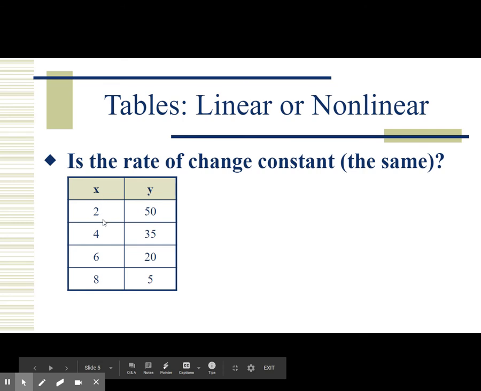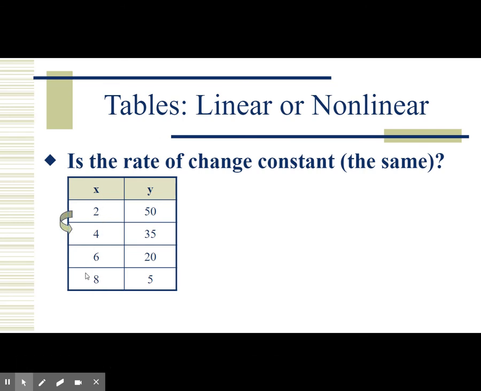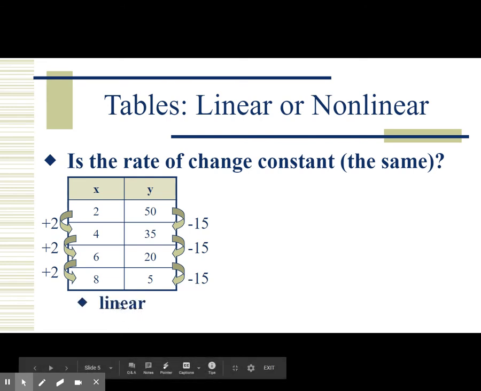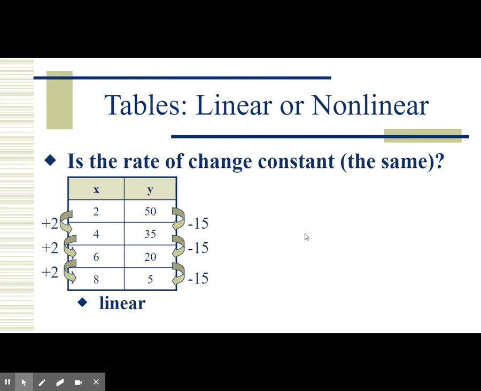So we look at our x values and we see what they are counting by. Our x's go up by 2, up by 2, up by 2. So that's going up by the same thing the whole way. Then we look at our y's: down 15, down 15, down 15. So since the x changes by the same thing the whole way, and the y changes by the same thing the whole way, that means that it will be linear. It will be linear because the table is changing by the same amount between every line.